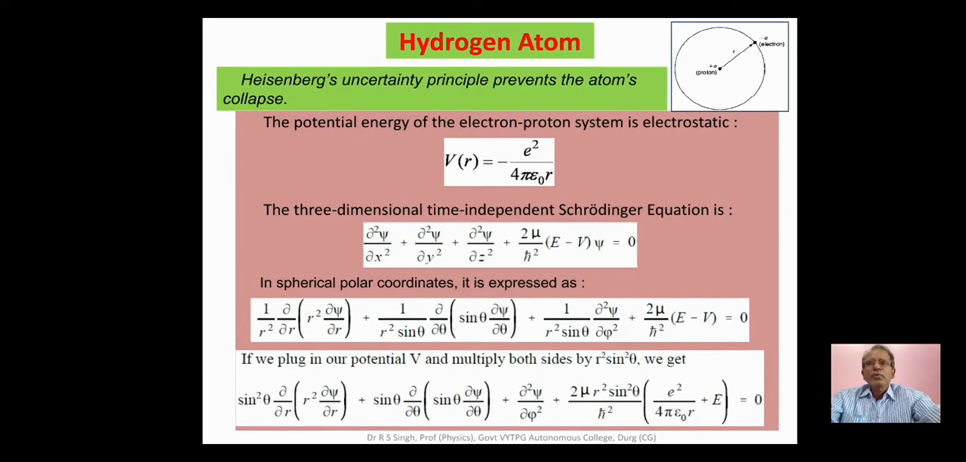Classically, potential energy of hydrogen atom is written as V equal to minus e square upon 4 pi epsilon naught r, where r is orbit radius of the electron. The three-dimensional time-independent Schrodinger equation may be expressed in spherical polar coordinates r, theta and phi. Now we put the value of potential function V in this equation and multiply both sides of the equation by r square sine square theta.